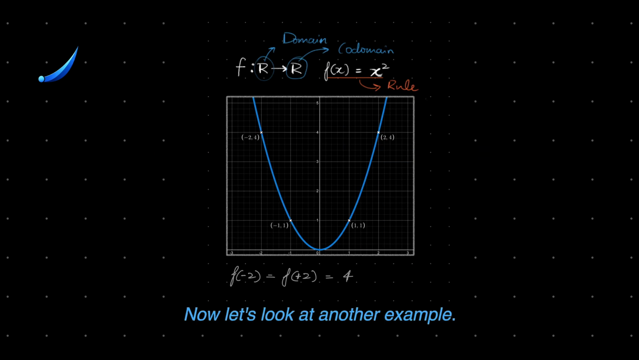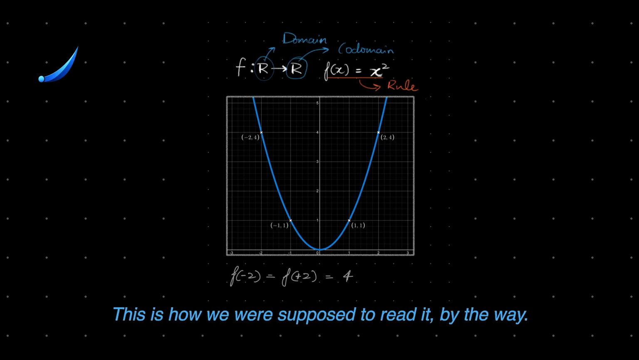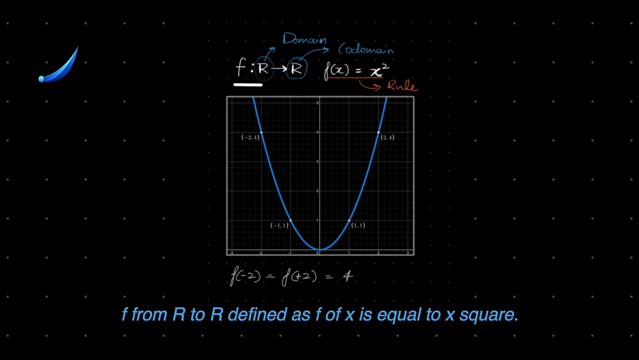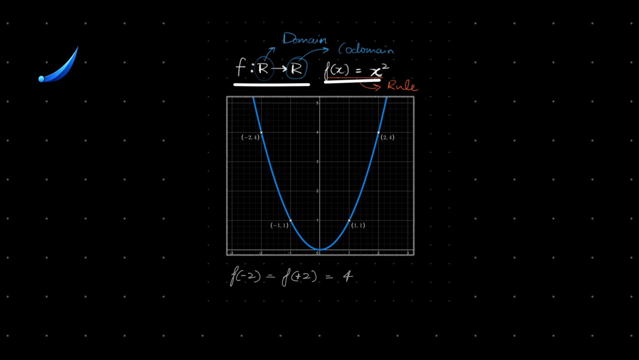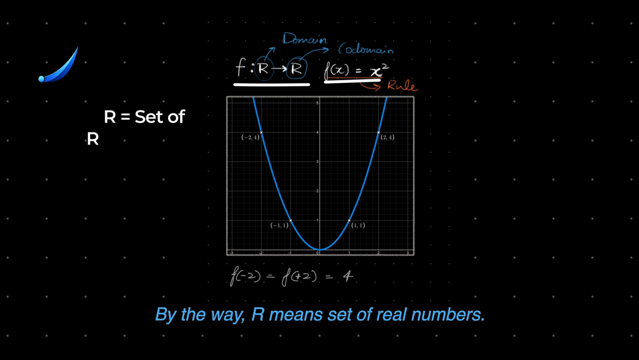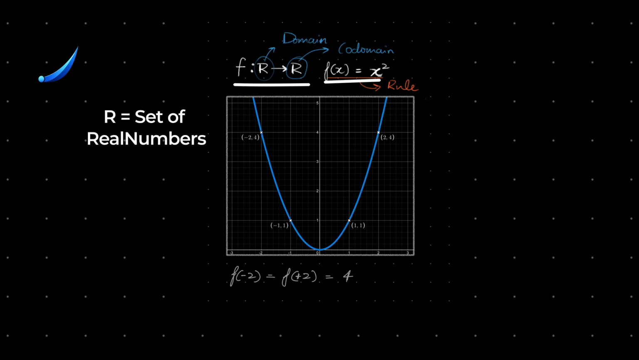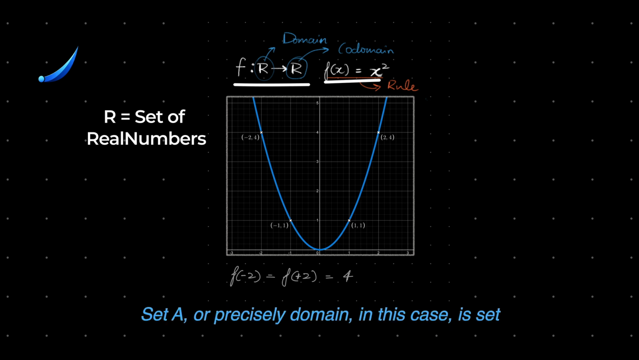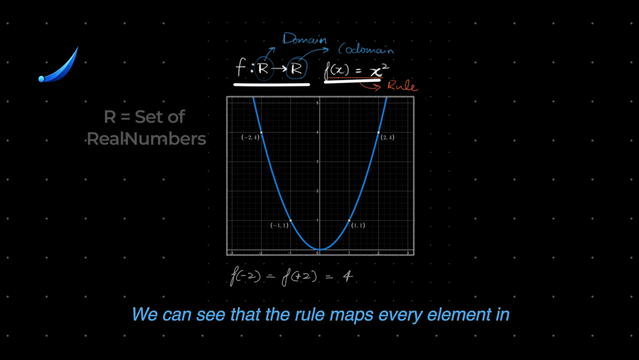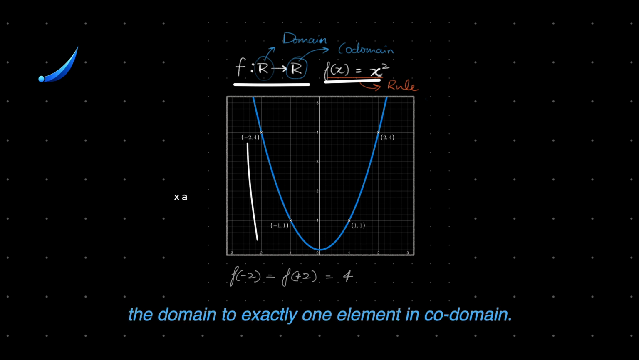Now let's look at another example. This is how you are supposed to read it, by the way. f from R to R defined as f(x) = x². By the way, R means the set of real numbers. So the rule will usually be in the form of an equation. Here it is f(x) = x². Set A, or precisely the domain in this case, is the set of all real numbers, and the same is true of the codomain. We can see that the rule maps every element in the domain to exactly one element in the codomain.